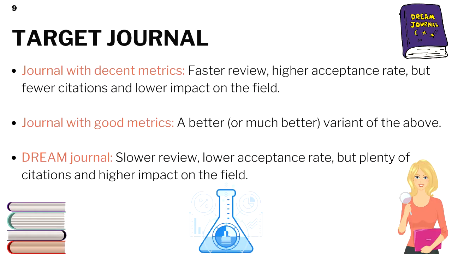5 types of journals exist in the world of academic publishing. Let's not focus on the borderline journals or predatory journals, because we don't want to publish in those journals. That leaves us with 3 types of journals: decent journals, good journals, and dream journals, or high H-index journals.